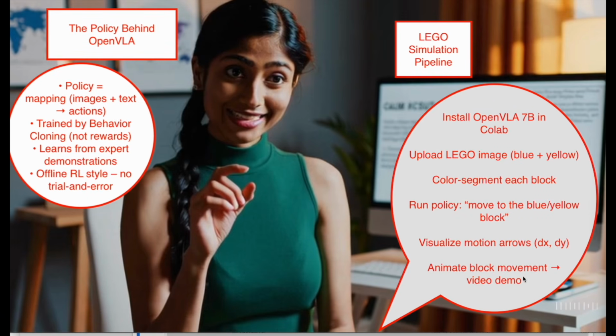These are the steps we will follow. Step 1, install OpenVLA 7B in Colab. Step 2, upload Lego image, blue and yellow. Step 3, color segment each block. Step 4, run policy, move to the blue-yellow block. Step 5, visualize motion arrows, dx, dy. Step 6, animate block movement, video demo.